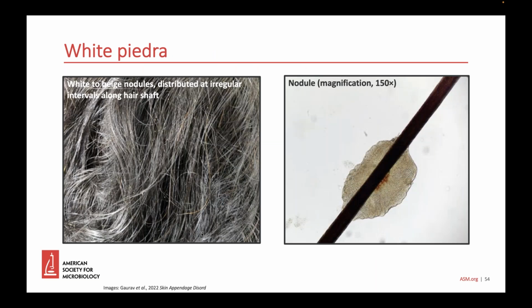So what's white piedra? I've never seen a case. I'm very interested to see a case, but basically you see these white to beige nodules that are distributed at irregular intervals along a hair shaft. And when you look closely under a microscope, you'll see this white amorphous mass encasing the hair shaft. So just for fun, friends, I know it's not a yeast, but what's the etiological agent of black piedra? Just talk amongst yourselves. It's also known as Piedraia hortae.